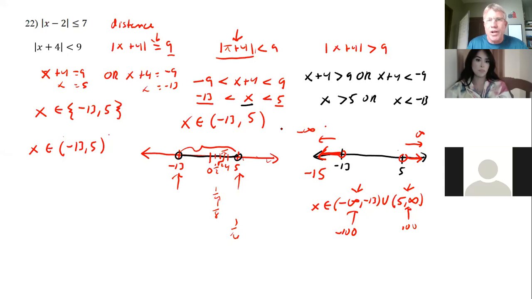Pi plus 4, is that less than 9? Yeah, because if pi is like 3.14, that's going to be like 7-ish. 7's less than 9. Pi works.